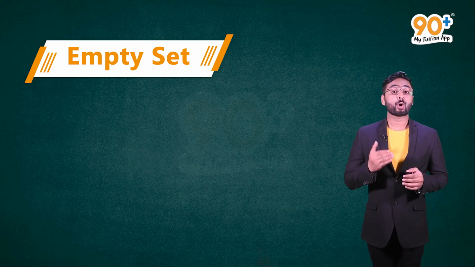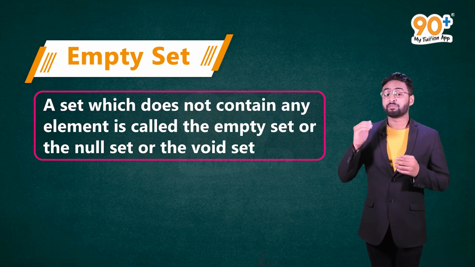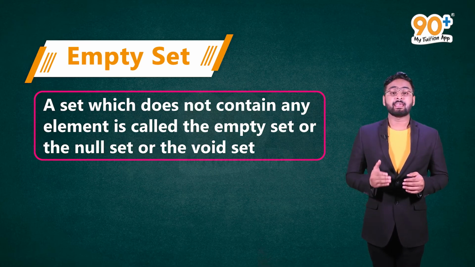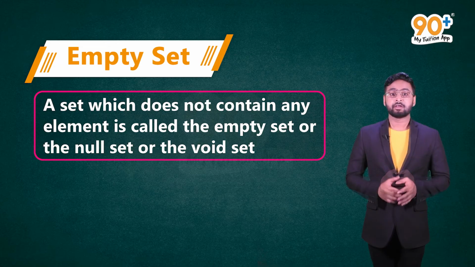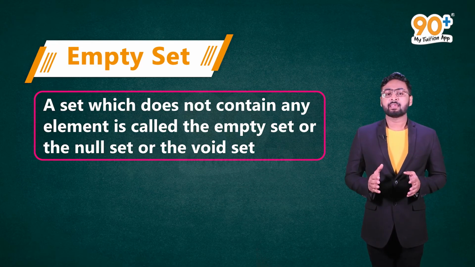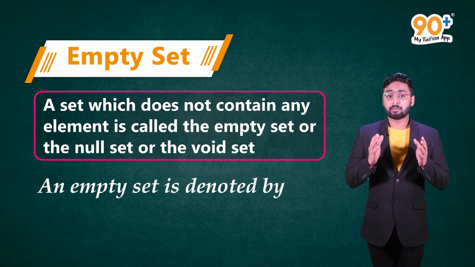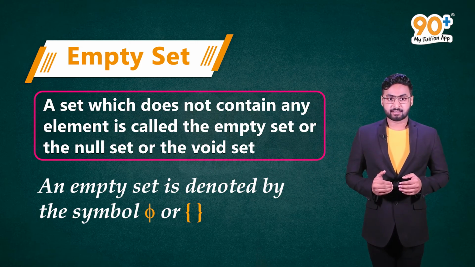And what do you call a set which contains no element? A set which does not contain any element is called the empty set or the null set or the void set. From this definition, we can say that set B is an empty set and set A is not an empty set. An empty set is denoted by the symbol phi or curly braces.